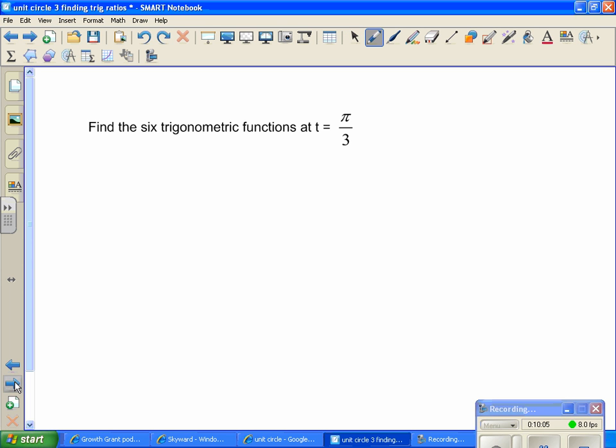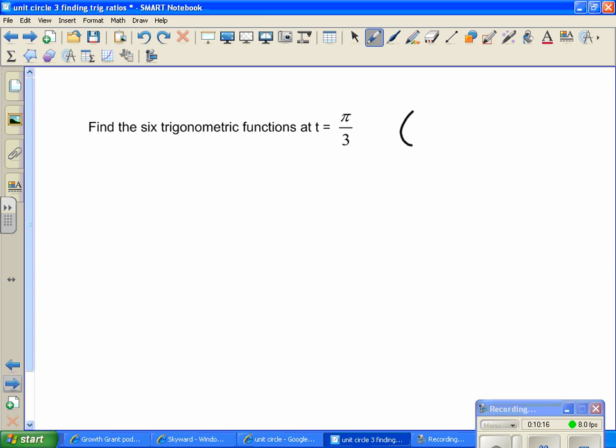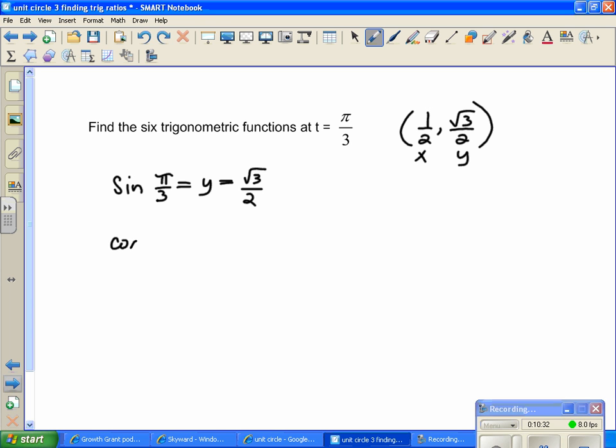Okay, so in order to do this, I need to know what the ordered pair is at that location. And the ordered pair at pi thirds is 1/2, square root of 3 over 2. 1/2 is our x, square root of 3 over 2 is our y. The sine of pi thirds is equal to the y value, which is equal to the square root of 3 over 2. The cosine of pi thirds, which is equal to the x value, would be 1/2.